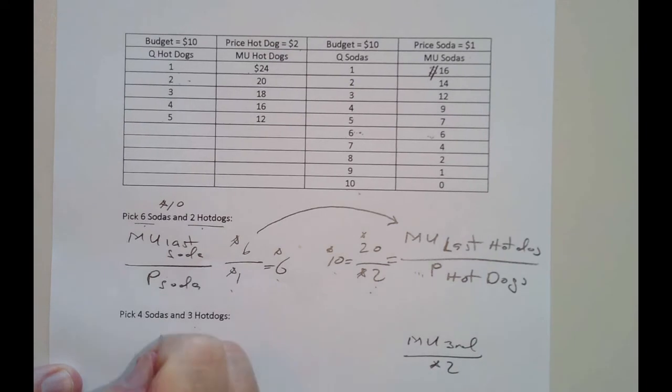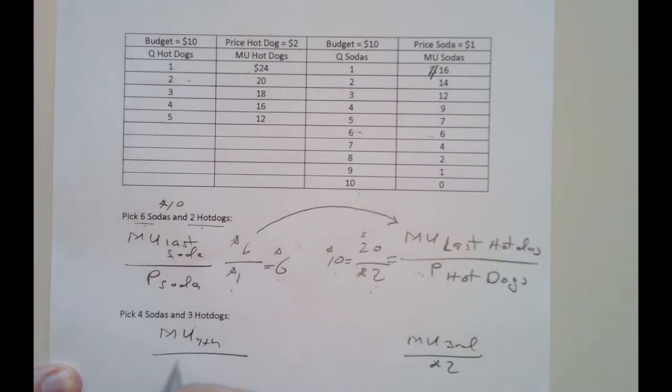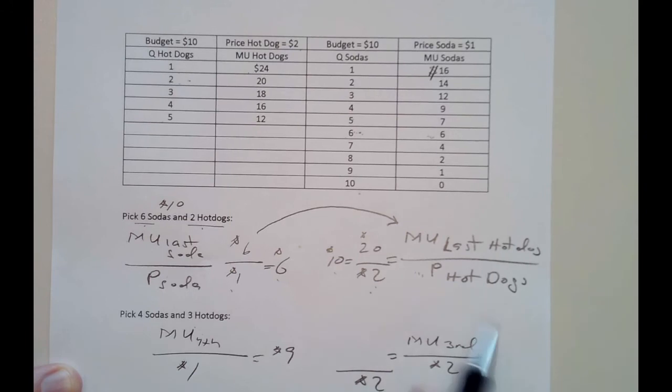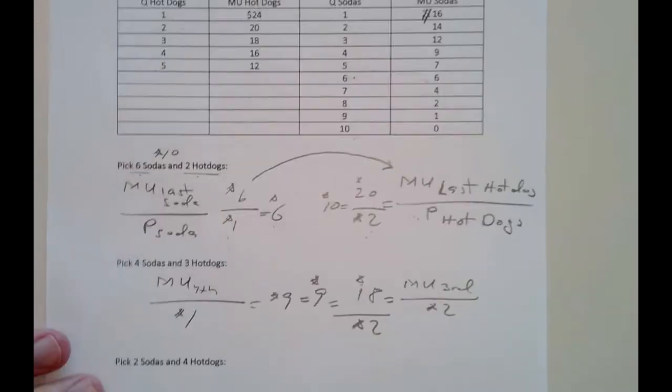The marginal utility of the fourth soda, the fourth one, is $9 over my $1. And so I'm getting $9 of return from a $1 spent. Here I got $2 spent, and the third hot dog is $18 of benefit. Divide that by 2, I get my 9. And they are now equal.